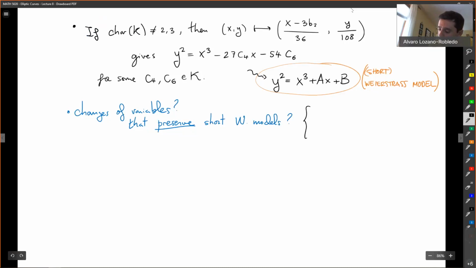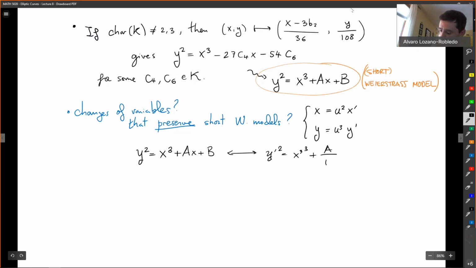replace x by u squared x prime and replace y by u cubed y prime. If so, such a change of variables brings your equation to an equation y prime squared equals x prime cubed plus a over u to the 4 x prime plus b over u to the 6.